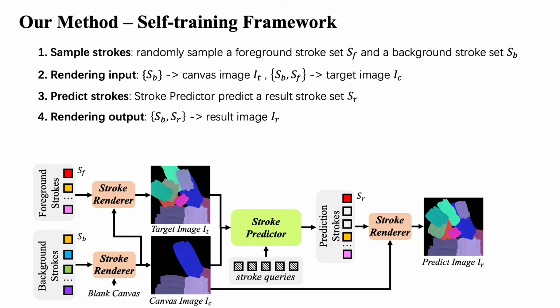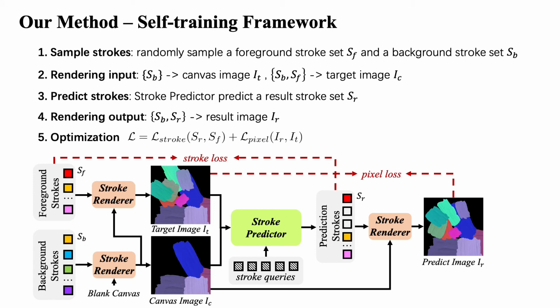In this way, the optimization can be conducted on both pixel level and stroke level by checking the consistency between the target image and predicted image, and comparing the foreground stroke parameters and the predicted parameters respectively. The objective on the image level is simple, and we use pixel-wise L1 loss to encourage the consistency between the predicted and target images.